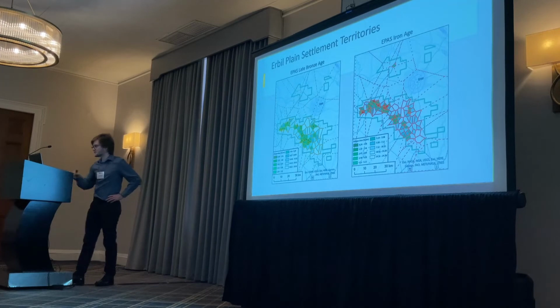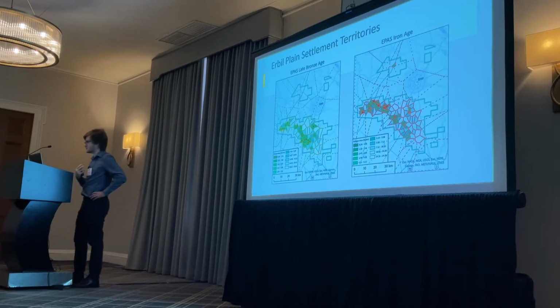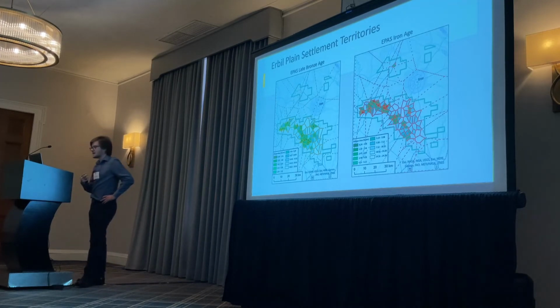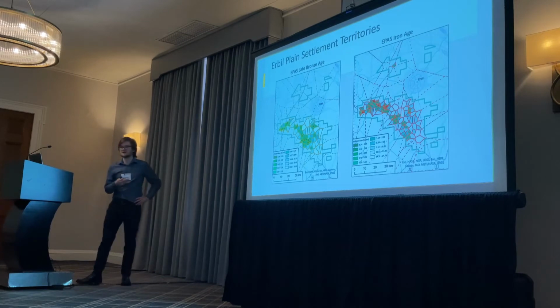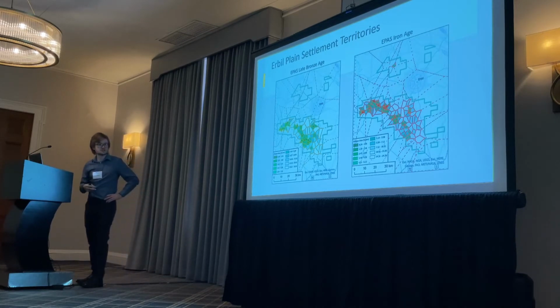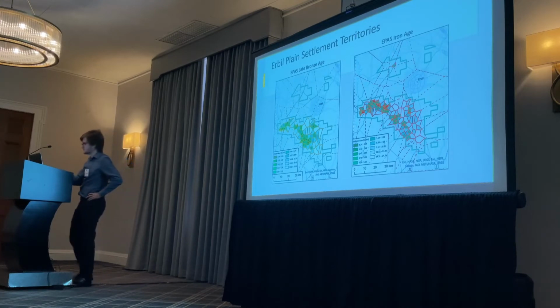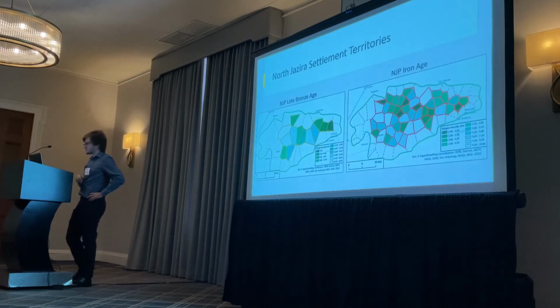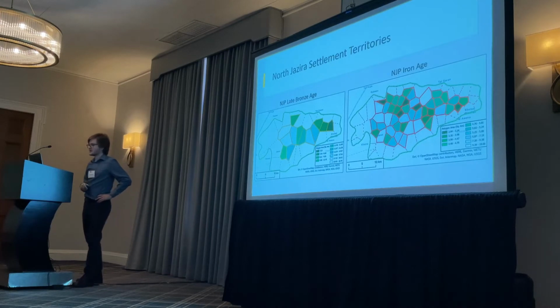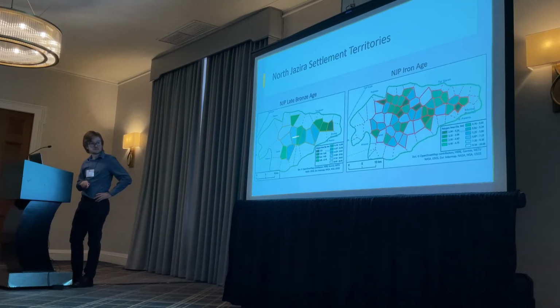We found that the general decrease in polygon size caused by the greater number of sites in the Iron Age impacted both small and large polygons equally. So there's not actually a change in the nature of the distribution here. Looking at the North Jazira, we see essentially the same pattern. The reduction in size is far more dramatic, but the relationships in size between the different polygons are roughly the same between the two periods.